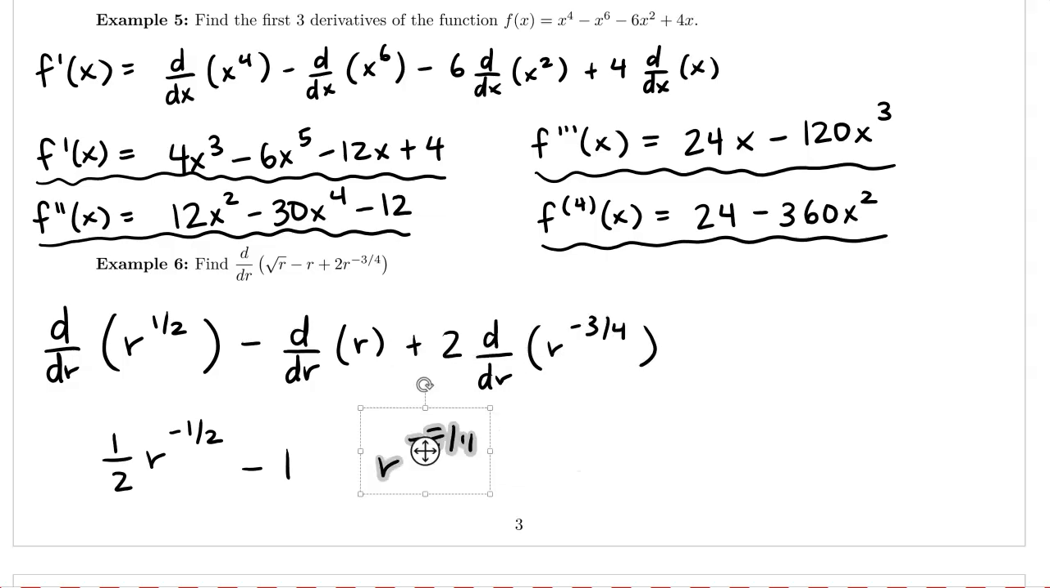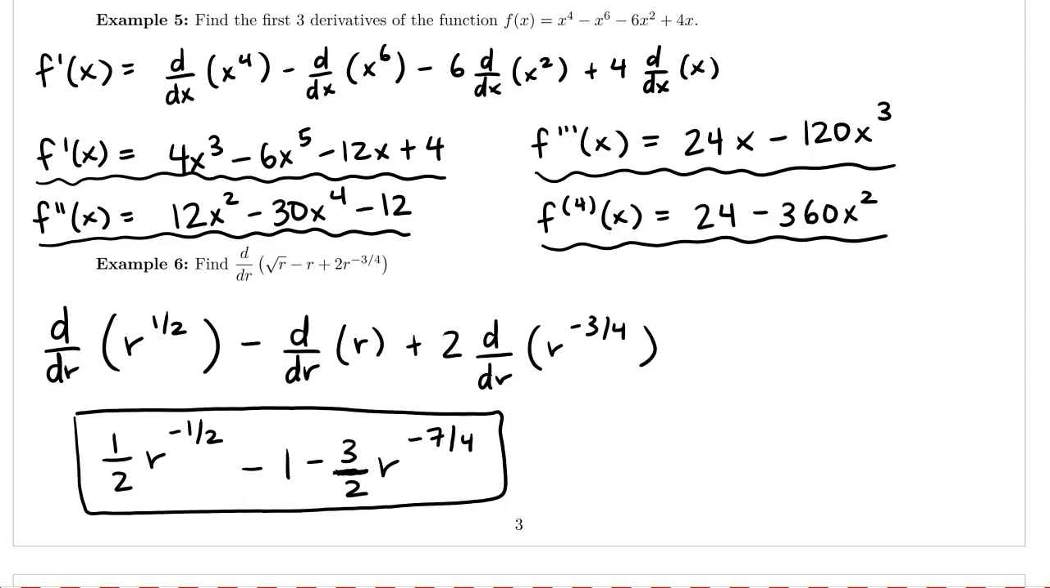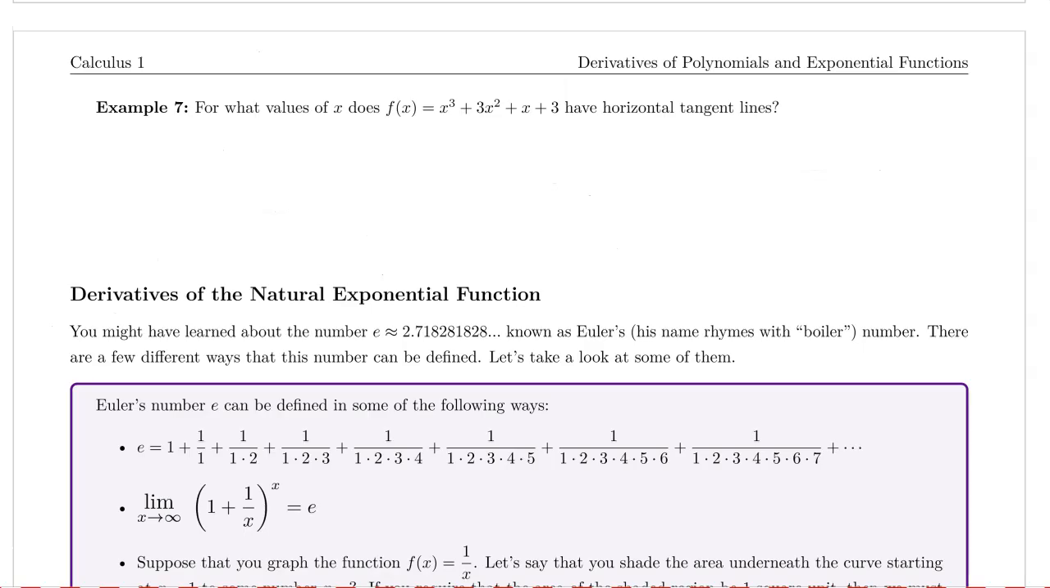And 2 times negative 3/4 should be minus 3/2. And here is our final answer. Example 7 says, for what values of x does this cubic polynomial have horizontal tangent lines?